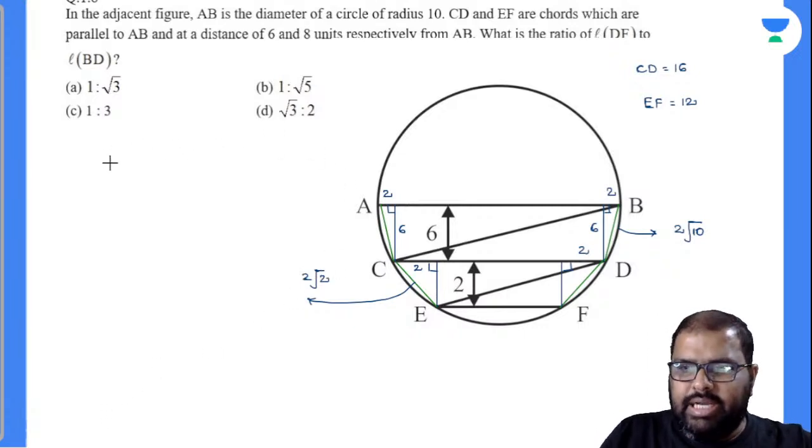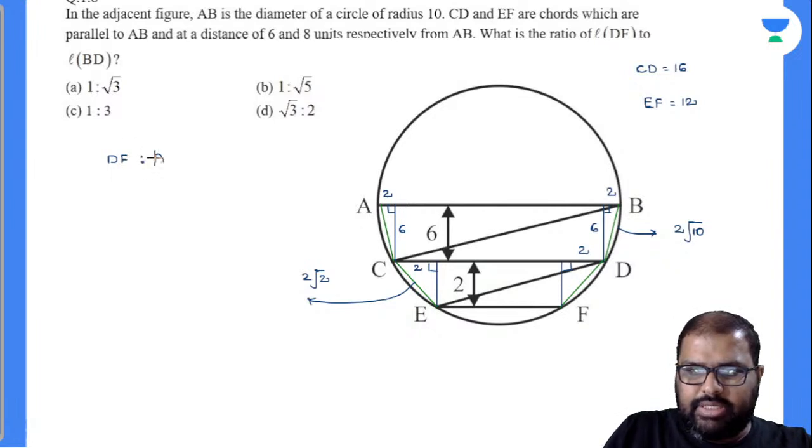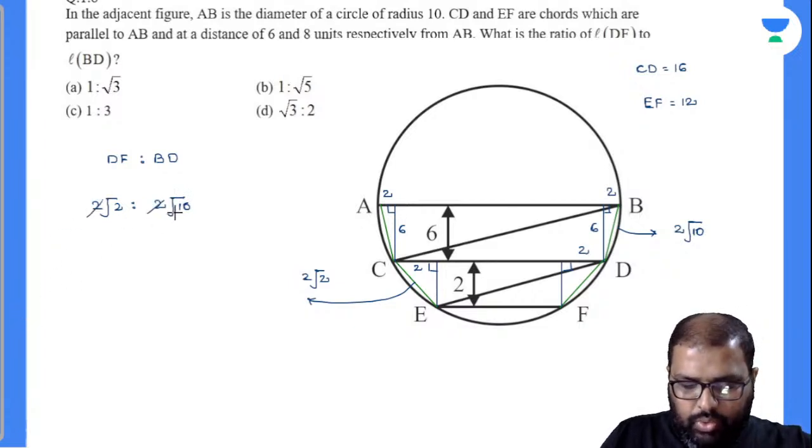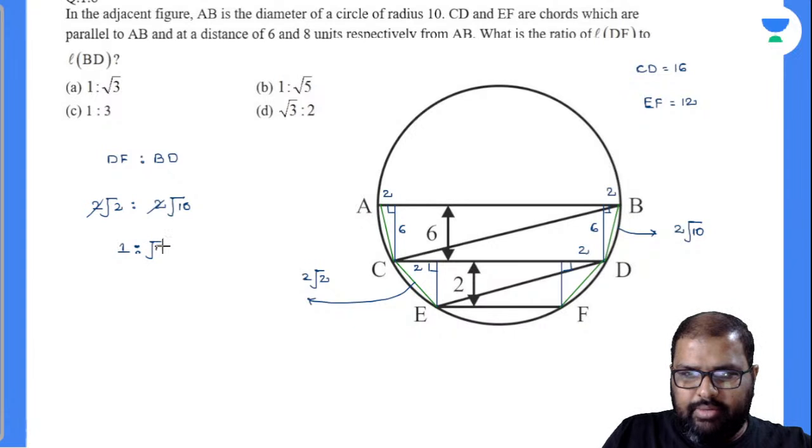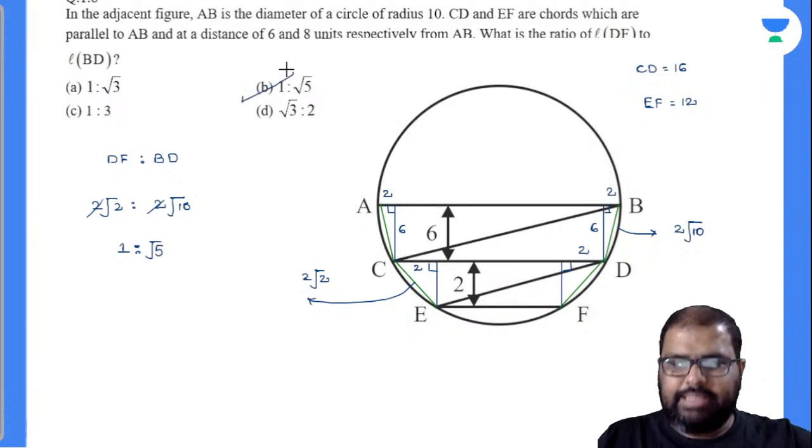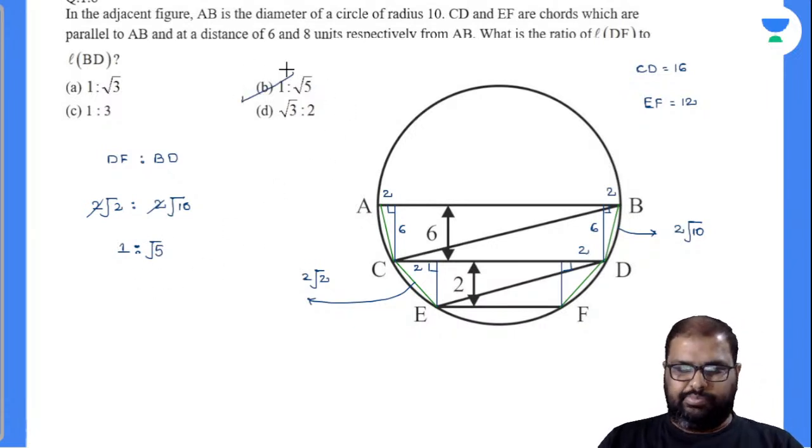What is the question asked? DF length. DF ratio is nothing but BD ratio is the question asked. DF is nothing but 2 root 2. BD length is 2 root 10. So 2 gets cancelled there. I can write down root 10 as root 2 into root 5. So my ratio will be 1 is to root 5. Many of you got this value there. My option number B satisfies exactly. Done. Perfect question now. Hope I'm clear.